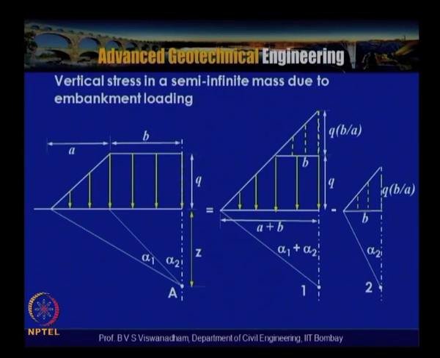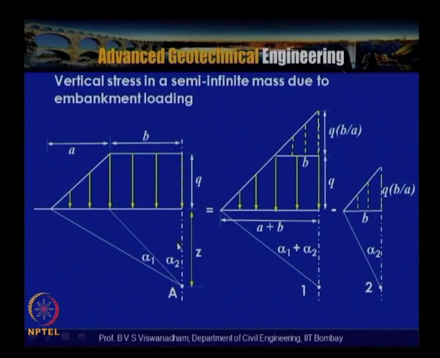So in this case, let us consider a simple embankment simplified with a horizontal distance A, and the horizontal distance of the slope portion is A, and this is B. So the vertical load intensity is simplified by having q as the load intensity, and as we go down here the load intensity falls. So here we can use the same concept.